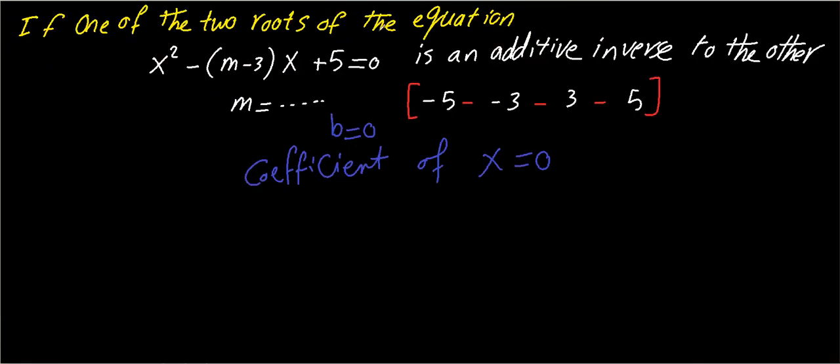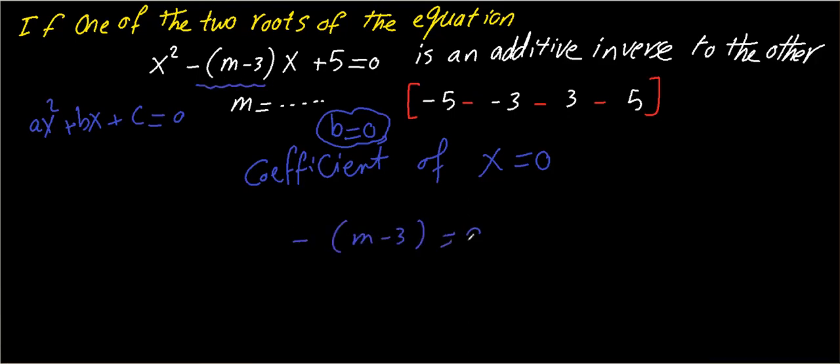If one of the two roots of the equation x power 2 minus (m minus 3) times x plus 5 is an additive inverse of the other, find the value of m. If one root is the additive inverse of the other, that means the sum of roots equals 0, so b, the coefficient of x, equals 0. We know the general form of a quadratic equation is ax power 2 plus bx plus c equals 0. The coefficient of x here is negative (m minus 3), which equals 0. That means the value of the bracket equals 0. m minus 3 equals 0, so m equals 3.